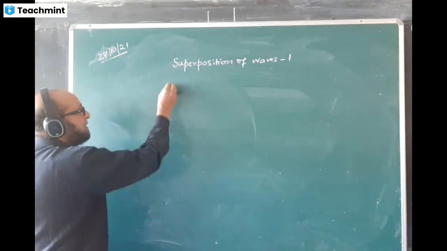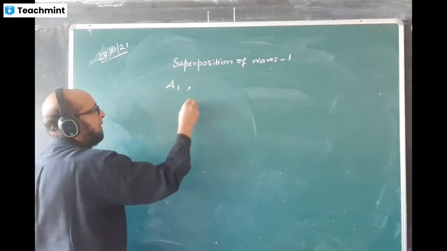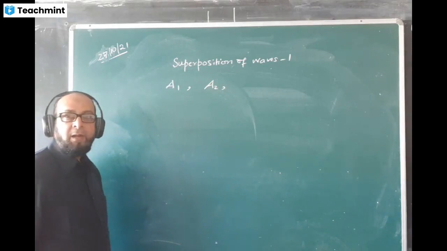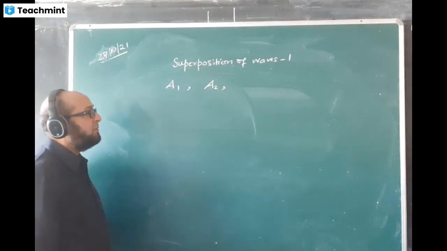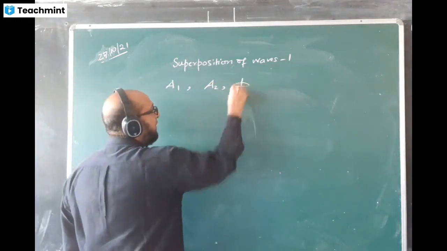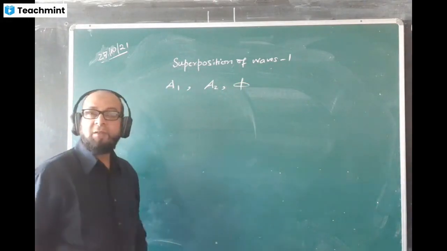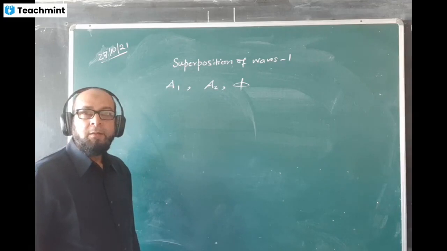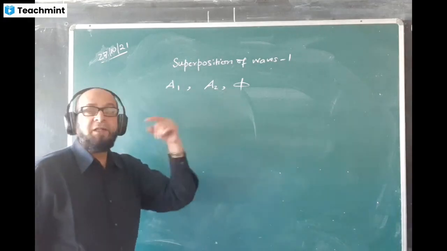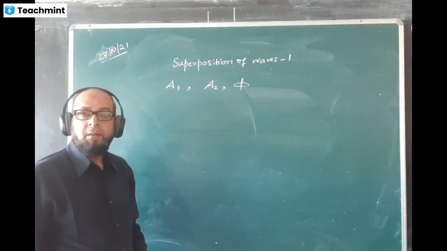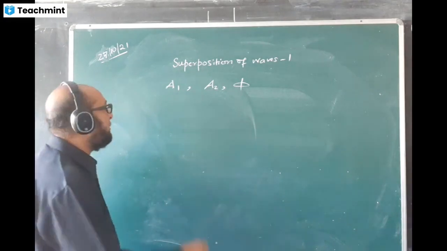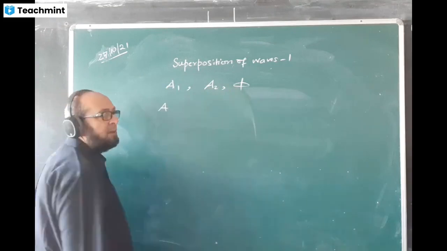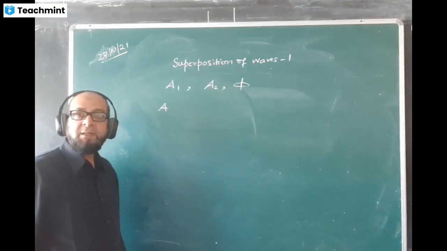Suppose one wave is having the amplitude A1, another wave is having the amplitude A2, and the phase difference between these two waves is phi. Phase difference is the angle-wise difference. So there will be a resulting wave. That resulting wave's amplitude is A. What is the formula of A related to A1, A2 and phi? The formula will be the same as the vector formula.